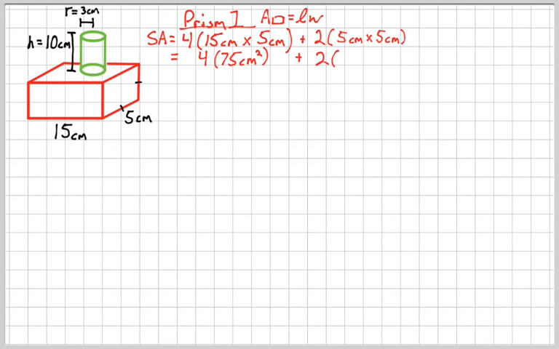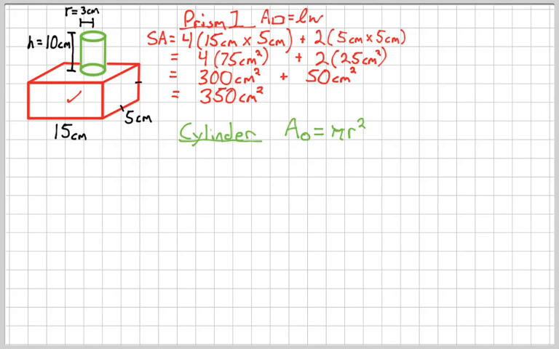Now I can calculate. 15 times 5 is 75, and 5 times 5 is 25, so calculating down I have 300 centimeters squared plus 50 centimeters squared for a total of 350 centimeters squared for our right rectangular prism. Next we'll look at the cylinder.